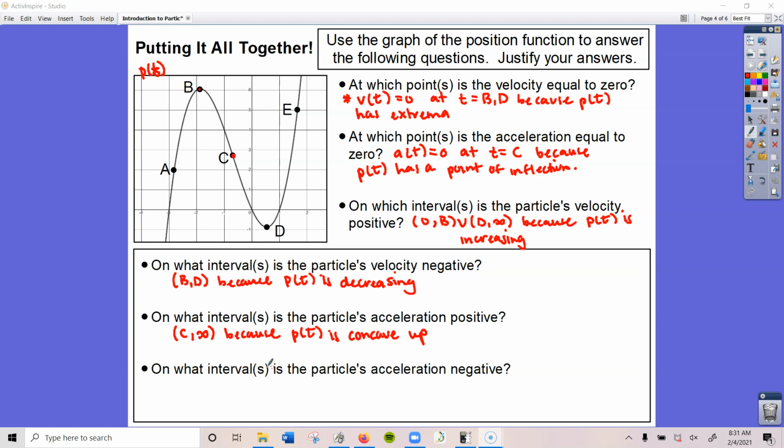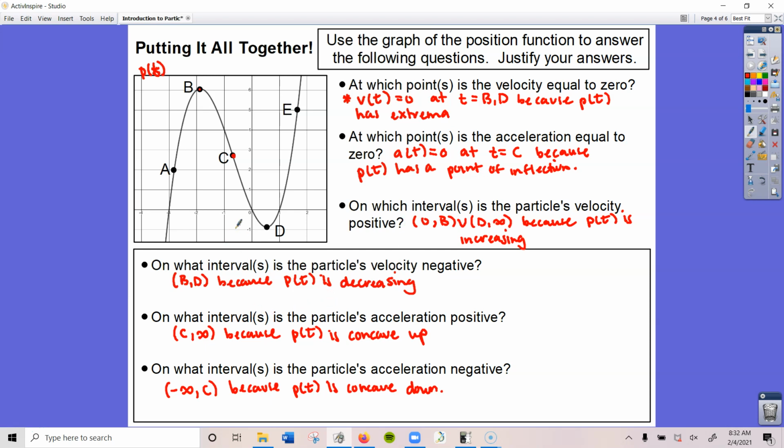Now, on what interval is the particle's acceleration negative? This is when the function is concave down, which we can see is from negative infinity until c. So we would say negative infinity to c because P of t is concave down.